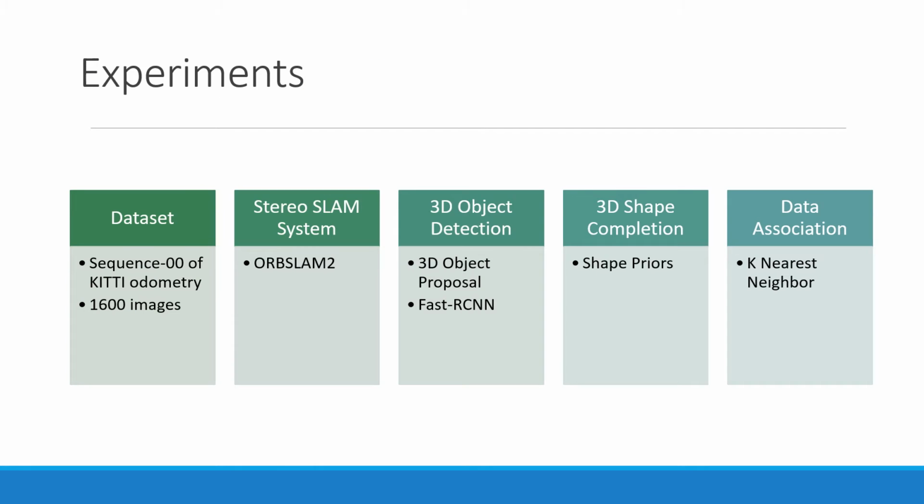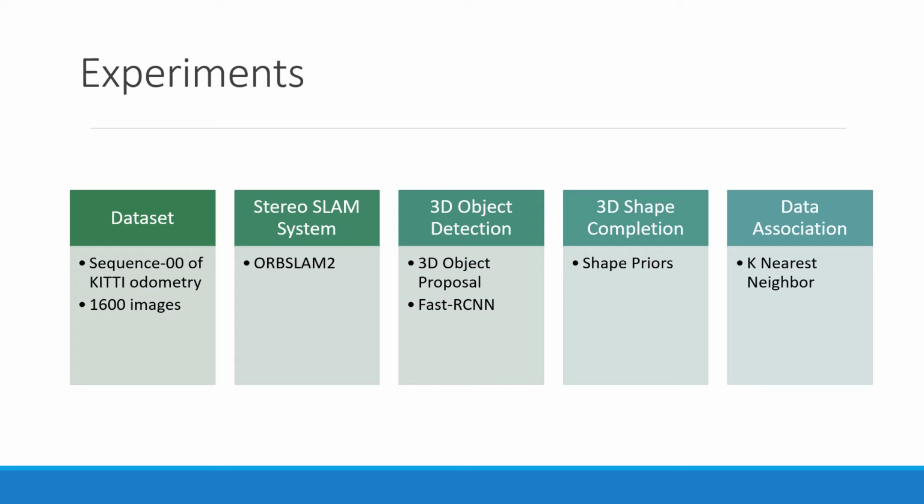Moving to the experiments. To validate our system, we tested on the stereo images from sequence 00 of the KITTI odometry dataset. ORB-SLAM2 is used to perform StereoSLAM, where 1,600 images are inputted to complete one loop of the car's trajectory. Then 512 keyframes are extracted from this sequence and used by 3D object proposal to generate 2D and 3D proposals of cars. Next, these proposals are fed into a pre-trained Fast RCNN detection network, where 2D and 3D bounding boxes of the detected cars are marked.